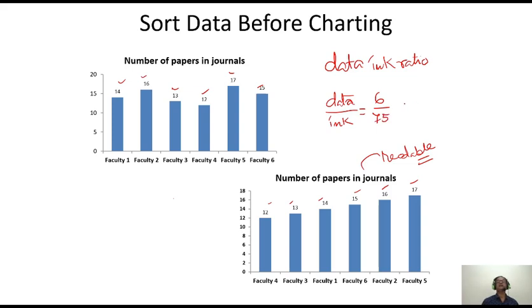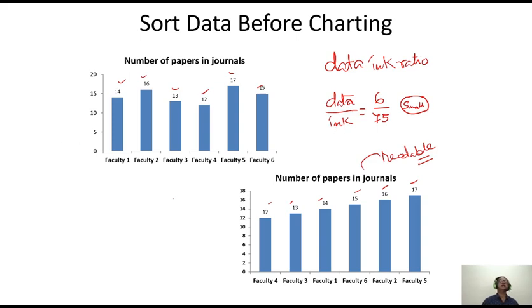Now this is becoming a very small quantity. As the data ink ratio becomes small, it is not a good one. That means you have a very small amount of data, and you are spending a lot of ink in drawing this. But suppose I spend a very small amount of ink.